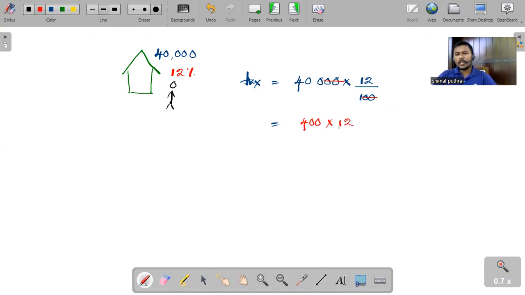How can we multiply this kind of question? Just forget about these two zeros. 4 into 12. 4 into 12 is 48. So the remaining two zeros, 0, 0. So the answer is 4,800. This is the answer for that question.